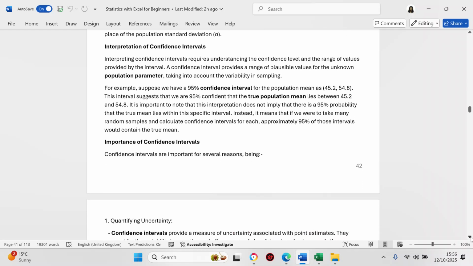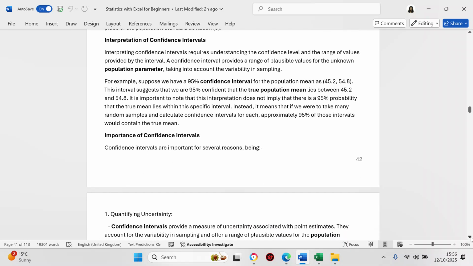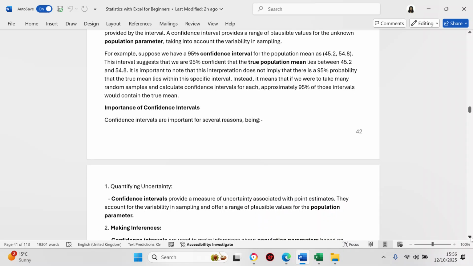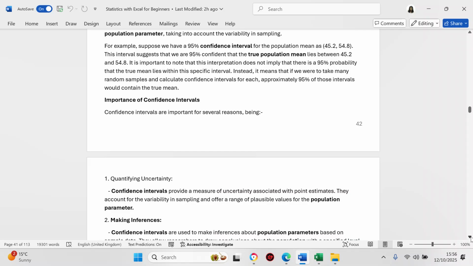So now we're going to interpret the confidence intervals. Interpreting confidence intervals requires understanding the confidence level and the range of values provided by the interval. A confidence interval provides a range of plausible values for the unknown population parameter, taking into account the variability in sampling. For example, suppose we have a 95% confidence interval for the population mean as 45.2 and 54.8. This suggests that we are 95% confident that the true population mean lies between 45.2 and 54.8.